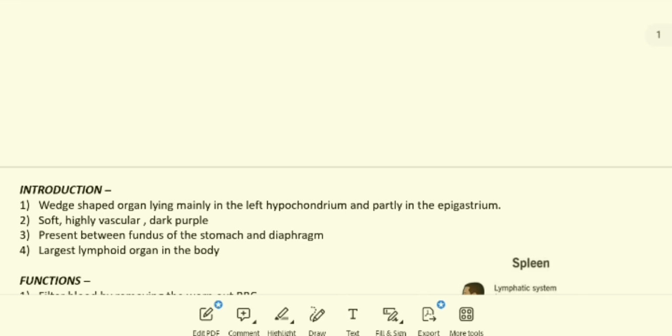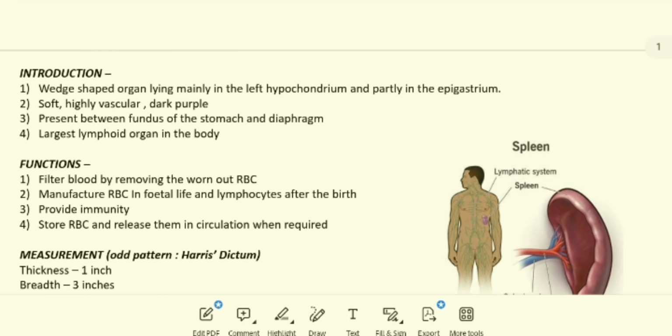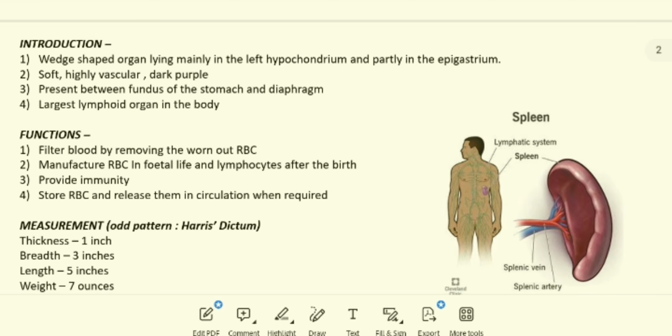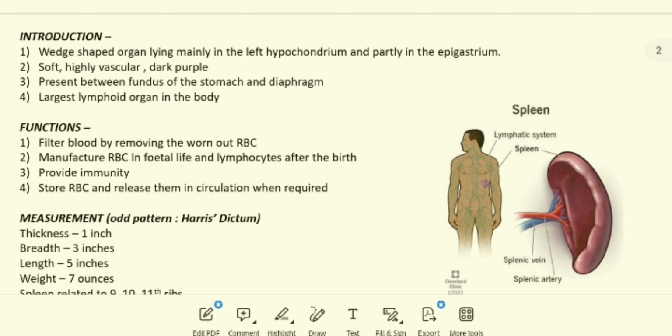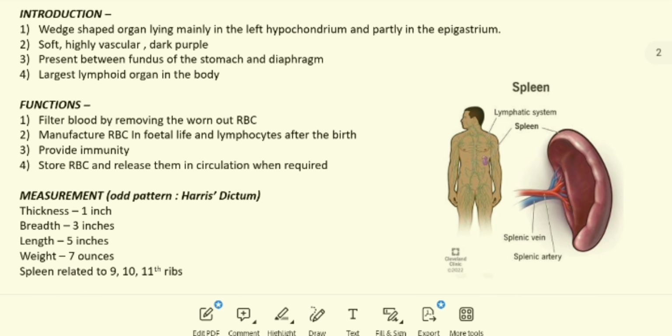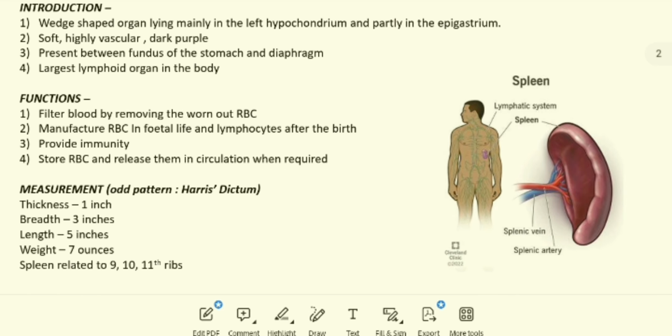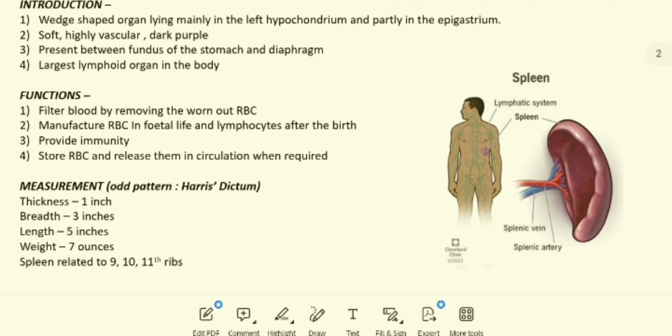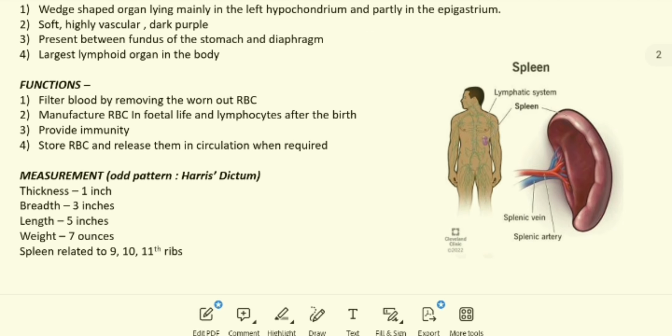Moving on. Introduction. It is a wedge-shaped organ lying mainly in the left hypochondrium and partly in the epigastrium. So I hope you know the 9 parts of the abdomen. Soft, highly vascular, dark purple, present between the fundus of the stomach and diaphragm. Largest lymphoid organ in the body.